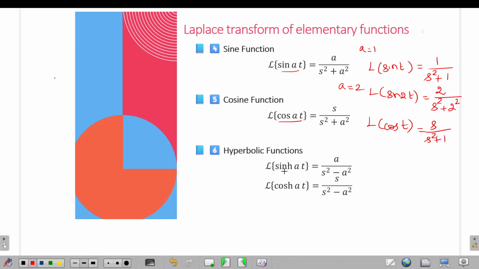Likewise, the Laplace transform of the sine hyperbolic function and cos hyperbolic function is given as: for sinh at it will be a by s square minus a square, and the Laplace transform of cosh at will be s by s square minus a square. For a equal to 1, we have L of sinh t as 1 divided by s square minus 1, and L of cosh t as s divided by s square minus 1.